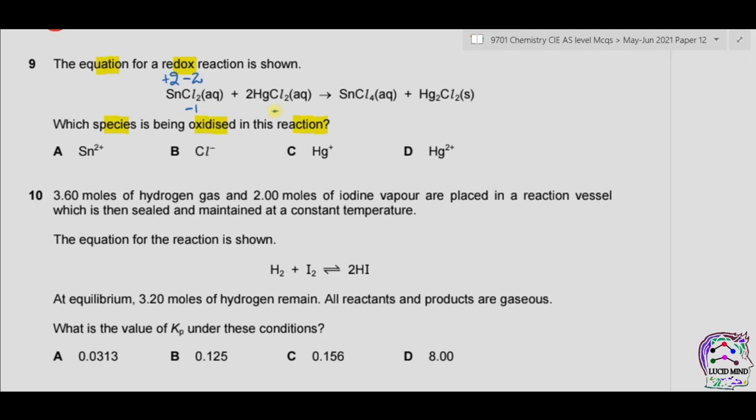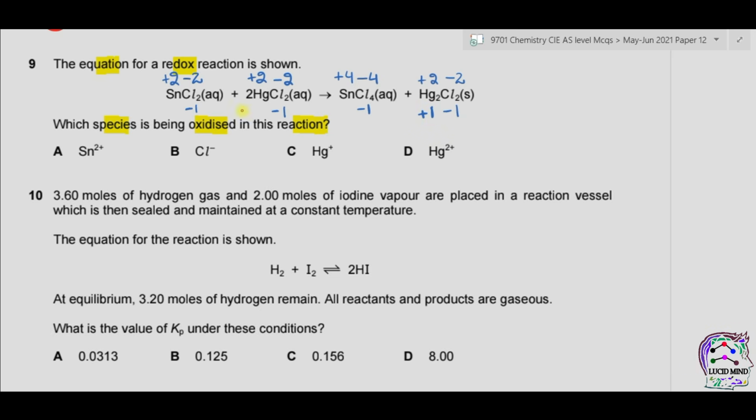Similarly, for one chlorine we have -1. As there are 2 chlorine atoms, -2 is the oxidation state. Mercury must have the opposite oxidation state, which is +2. Then in tin chloride, we have 4 chlorine atoms, so -1 on each chlorine, -4 for 4 chlorine atoms. As the overall charge is 0, tin must be +4. For Hg2Cl2, the oxidation state of one chlorine is -1. For 2, it should be -2. So for mercury, it should be opposite, which is +2. As there are 2 mercury, the oxidation state on one Hg should be +1.